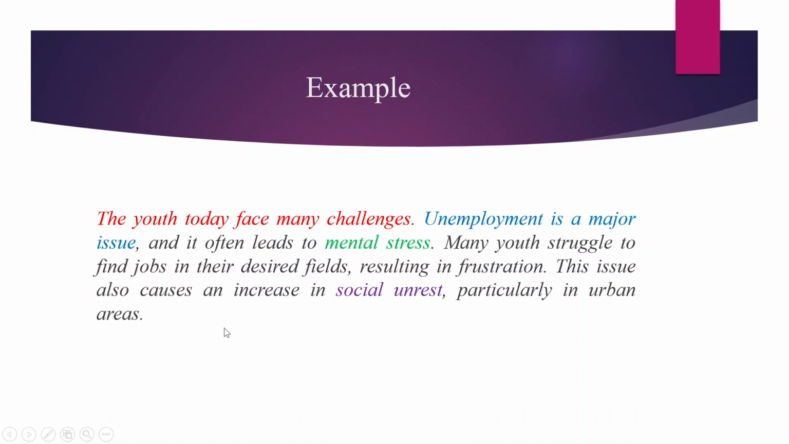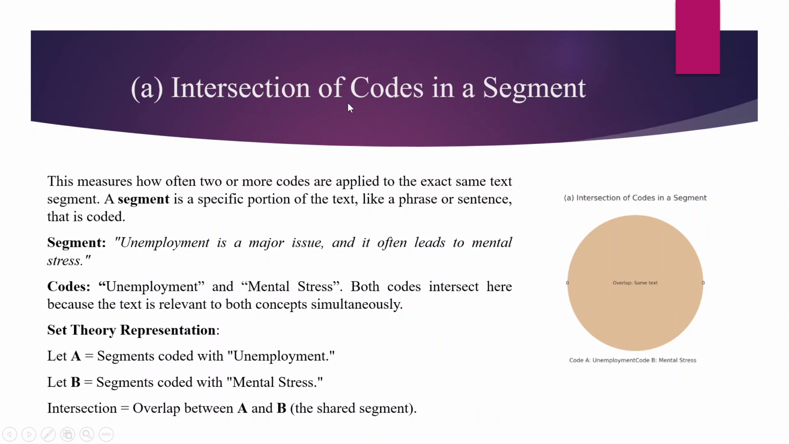So we start with the first method, intersection of codes in a segment. This measures how often two or more codes are applied to the exact same text segment. A segment is a specific portion of the text, like a phrase or a sentence, that is coded. So the segment is: unemployment is a major issue and it often leads to mental stress. The codes are unemployment and mental stress. Both codes intersect here because the text is relevant to both concepts simultaneously.